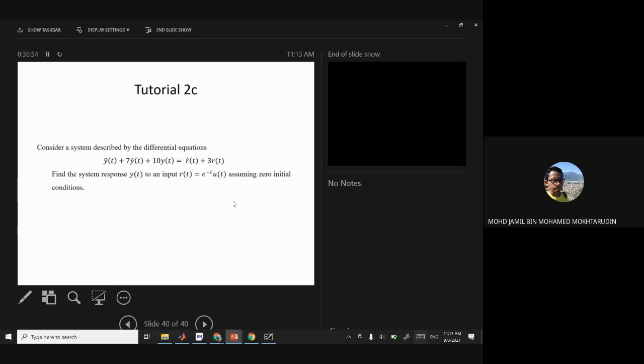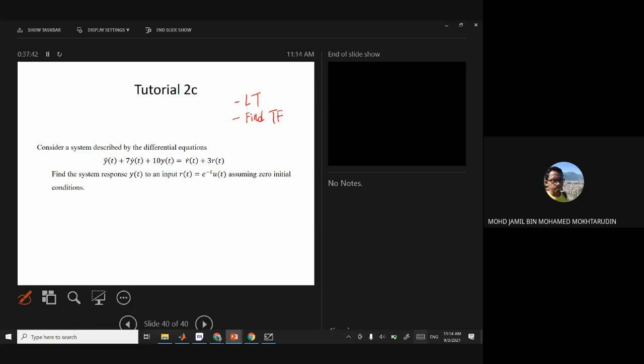And then tutorial C, consider a system described by the differential equation. So you have y double dot plus 7y dot plus 10y equals r dot plus 3r. So find the system response y to an input r equals e power of minus t u(t), assuming zero initial condition. So in this question, first you need to perform Laplace transform. You convert the differential equation into frequency domain.